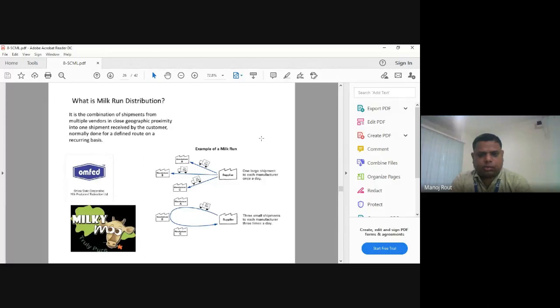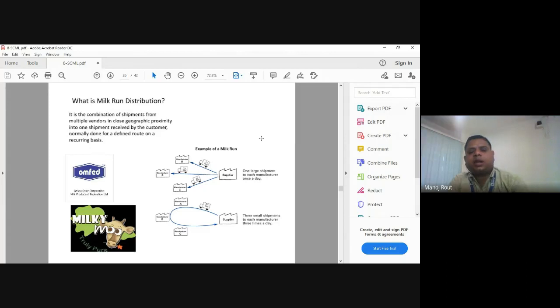So if you directly go to the example of milk run, in case of traditional run, what will happen? There may be 3 number of trucks assigned for a supplier. They supply the raw material to the different manufacturer. So one large shipment to each manufacturer once a day. But when you employ the milk run distribution strategy, there may be 3 small shipments to each manufacturer 3 times in a day. So due to that strategy, what will happen?